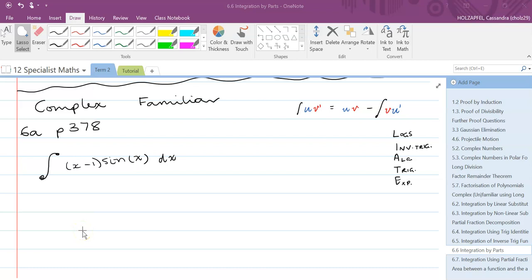Hi guys, welcome back. So we're going to do some complex familiar examples today for integration by parts. Now, just as a little reminder, we're going to use this acronym LIATE to pick our u term, and this is the formula that we are looking to use here.